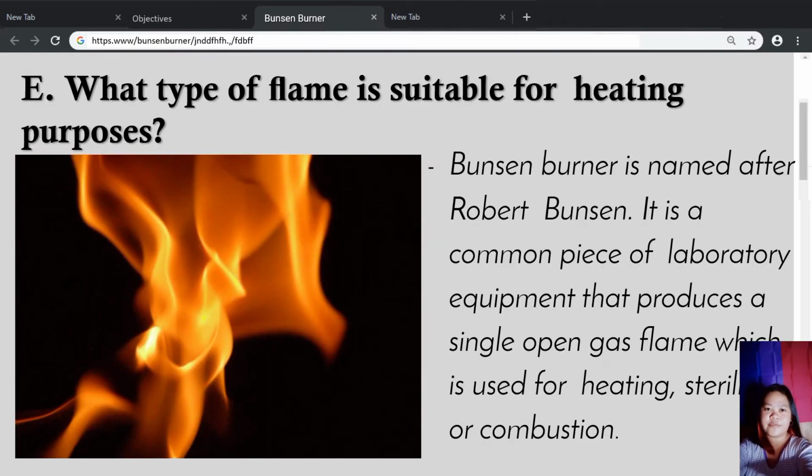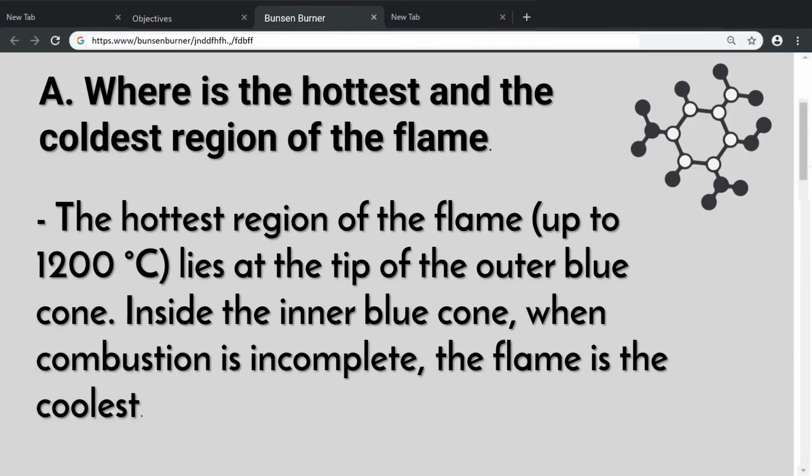What type of flame is suitable for heating purposes? The Bunsen burner is named after Robert Bunsen. It is a common piece of laboratory equipment that produces a single open gas flame which is used for heating, sterilizing, or combustion. Conclusion. Where is the hottest and the coldest region of the flame?